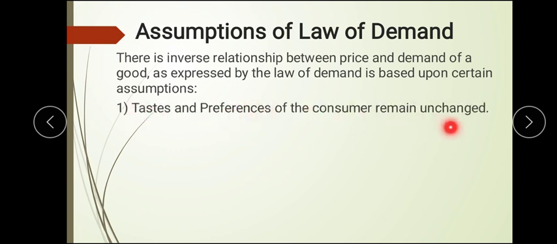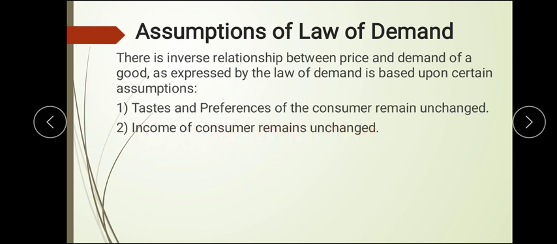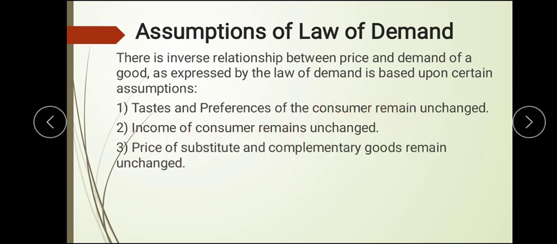So first, the taste and preference of the consumer should not change, then only we can calculate the law of demand, or we can calculate the demand. Then, the income of the consumer should not change. If you want to calculate a particular product's demand, this should be the same. Then substitute and complementary goods, that is related goods, should remain unchanged. Their price also should not increase or decrease, because if it does, as we have studied in the factors affecting demand, there is a change in demand. So it should be the same, then only we can calculate the exact demand for that particular commodity or product.